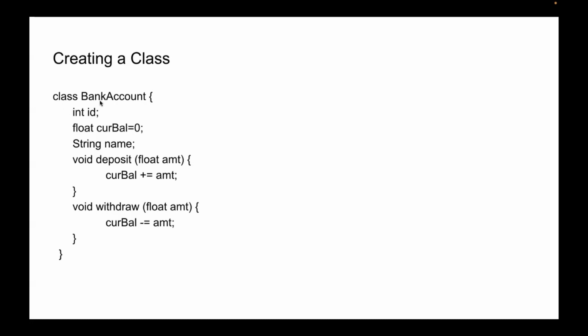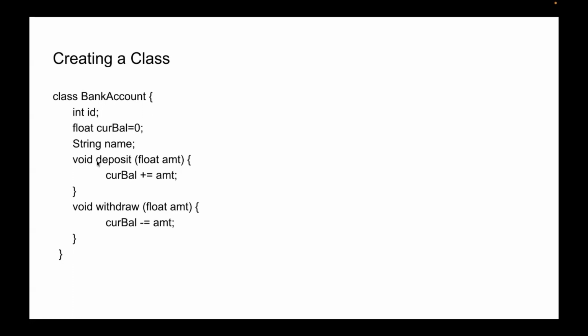But see here, we are creating a class BankAccount, and then int ID, float currentBalance, String name. These are basically the states or attributes: ID, current balance, and name. These are also called instance variables, or non-static variables.